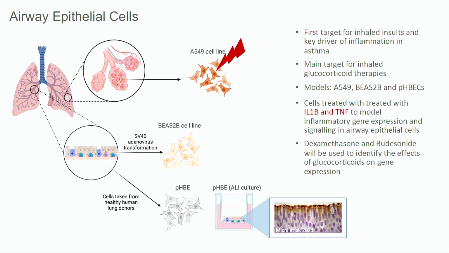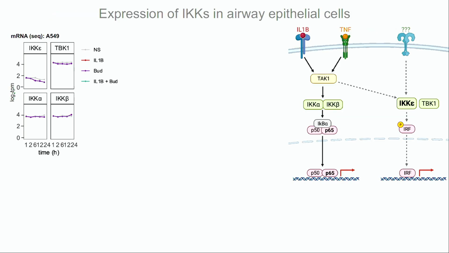And I will be treating these cells with IL-1 beta and TNF to model inflammatory gene expression and signaling in airway epithelial cells, and then using these steroids, glucocorticoids, dexamethasone and budesonide, to identify the effects of glucocorticoids on gene expression. So jumping into the data here, I was looking at the expression of all those IκB kinases in airway epithelial cells using our lab's RNA sequencing data in A549 cells.